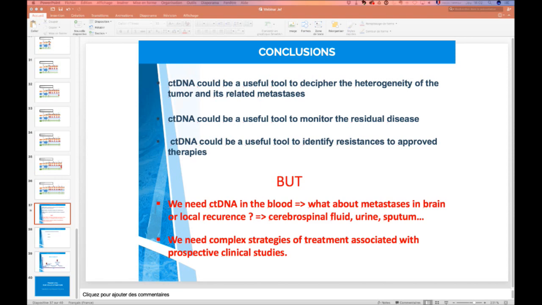So actually, we can analyze all solid tumor in adult, preferentially stage 4, but we can also analyze stage 3. So we don't use those tests for liquid tumor like leukemia or myeloma too.